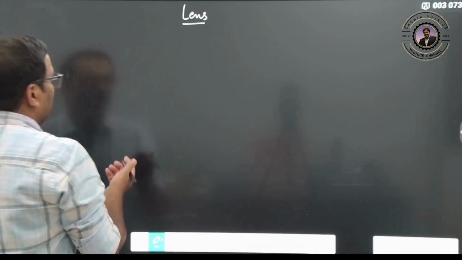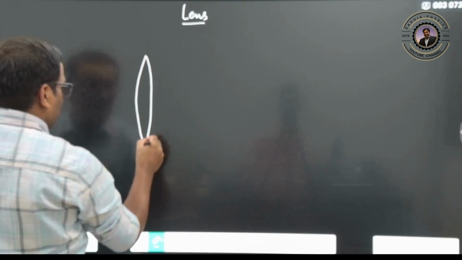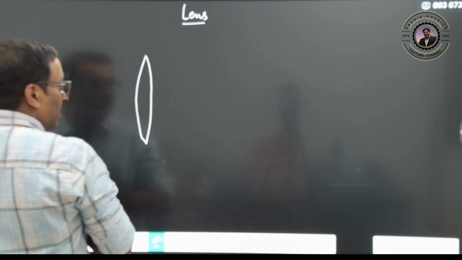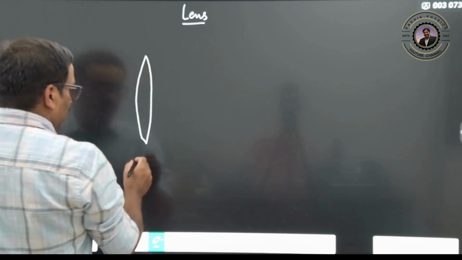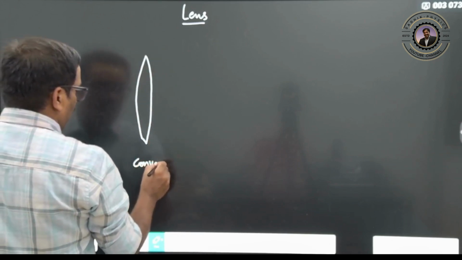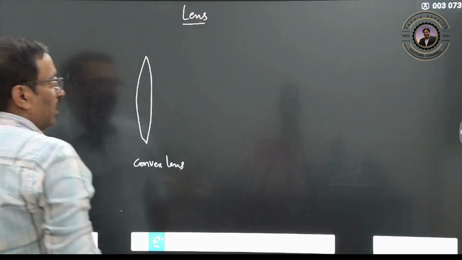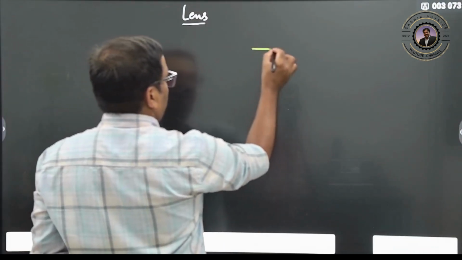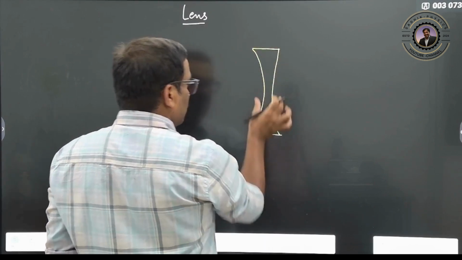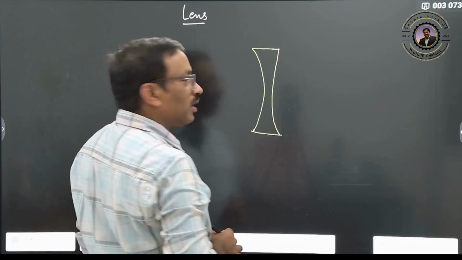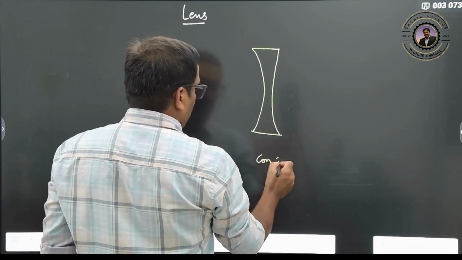We take one refracting curved surface and another refracting curved surface, where at the middle point there is thickness and at the edges it is thinner. This is called a convex lens. One more type of lens has two refracting surfaces where the middle is thinner and the edges are thicker. This is called a concave lens.